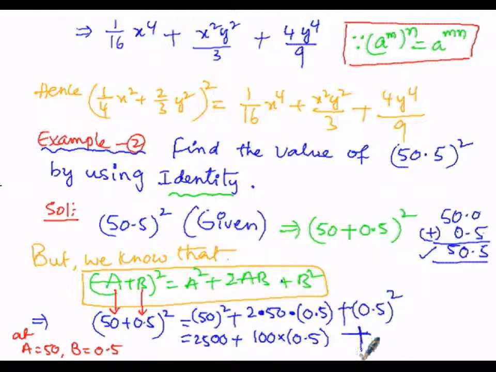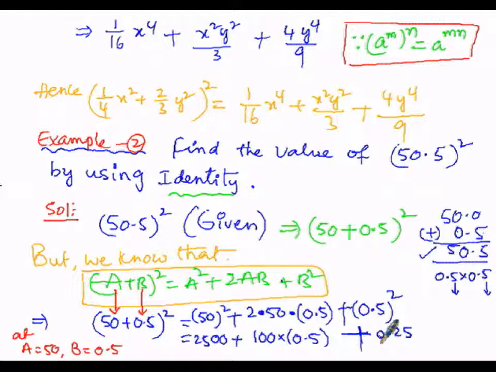So 0.5 into 0.5: 5 5 is 25, because we have to multiply twice. Since it is 0.5 into 0.5, there is one digit after the decimal in the first and one digit after the decimal in the second. Overall there are 2 digits, so after 2 digits we have to place a point, that is 0.25.